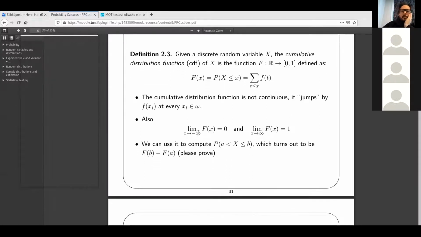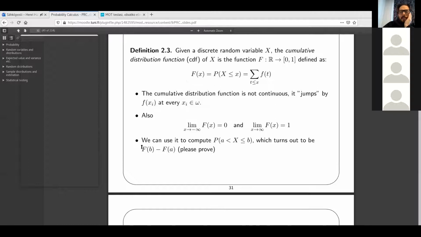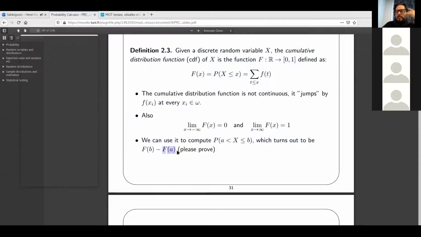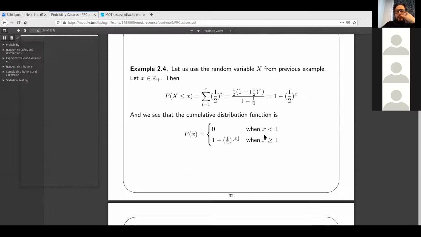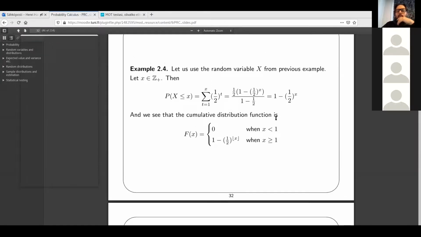The probability of getting a number between two values A and B is easy to calculate with this, because it's simply F at B minus F at A. Here you have to understand that this does not include the point A, because F of A is the probability of getting smaller than or equal to A, and F of B is the probability of getting smaller than or equal to B. So this removes the probability of A, which is also included in F of A. So if we take the random variable from the previous example, we can calculate its cumulative distribution function. Fairly simple. All right.